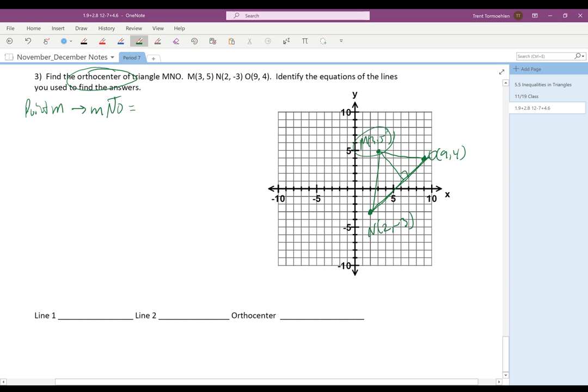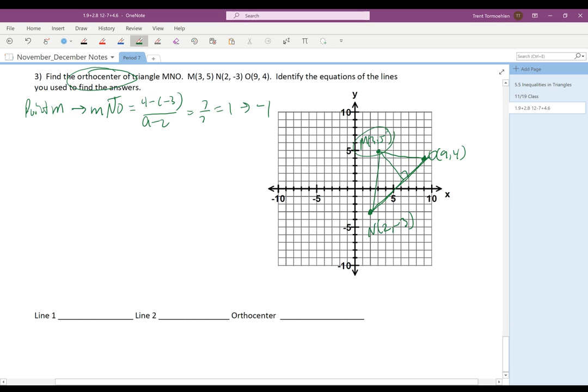And in this case, that's going to equal 4 minus -3, y1 minus y2, over 9 minus 2. And that does turn out to be 7 over 7, which is 1. But we need the perpendicular slope. Well, that's the negative reciprocal. 1 is the reciprocal of itself, but we do need to take the negative. So the slope of the altitude is going to be -1.